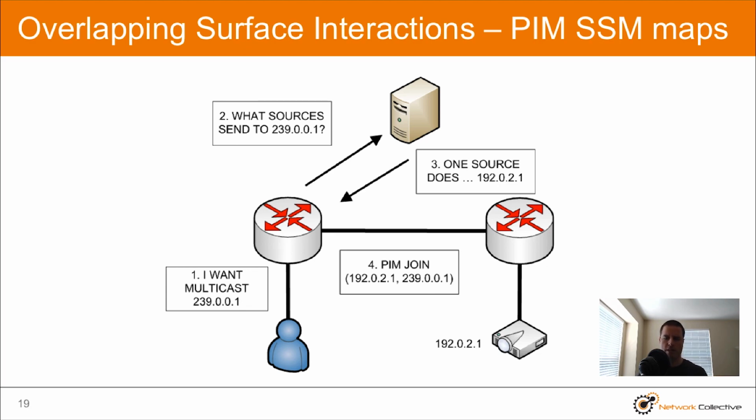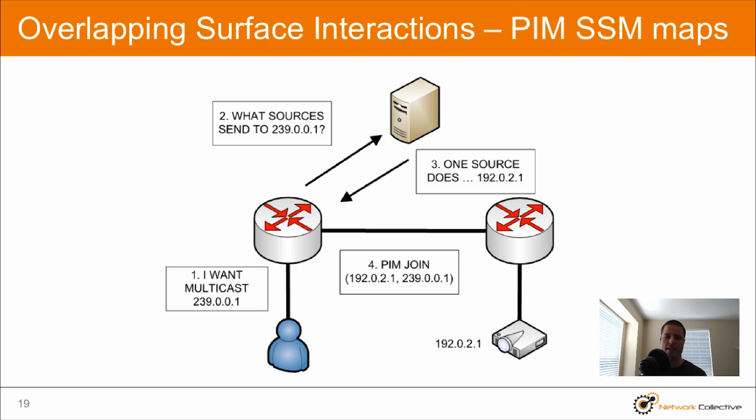First hop router, instead, we're going to use a feature called SSM mapping, where the router is going to ask a DNS server, hey, I have a client who wants this group. What sources do you already know about that are sending to this group? So I asked the DNS server that. The DNS server comes back and says, I know about one source and there's its IP address. So this router, the last hop router connected to the client, will send an S,G join back towards the source. Now, if you're not a multicast expert, don't worry about it.